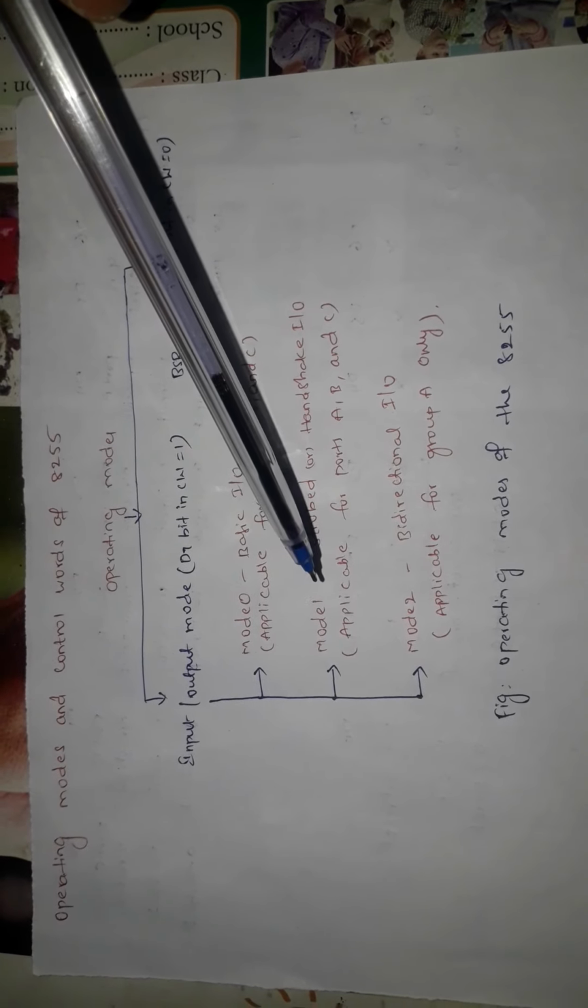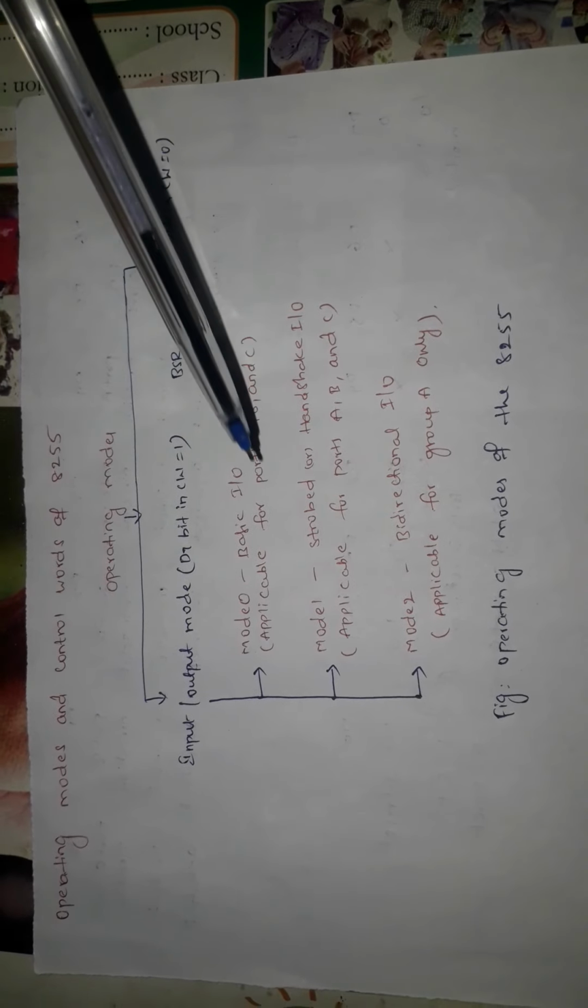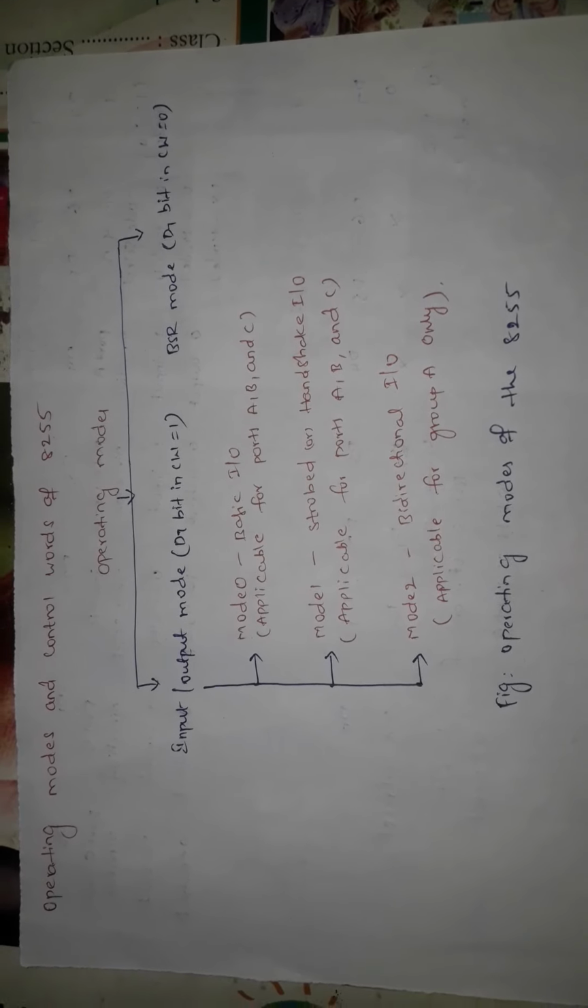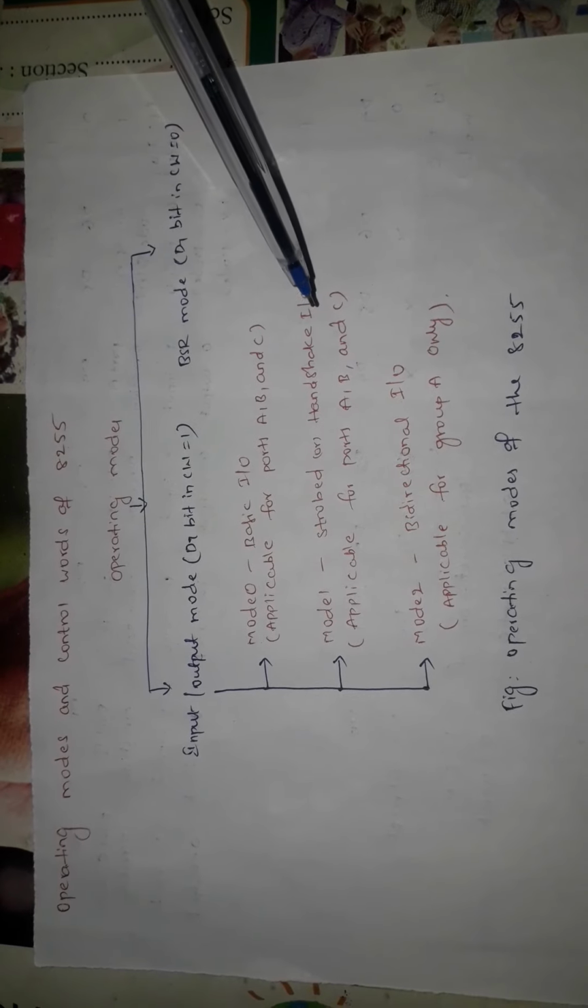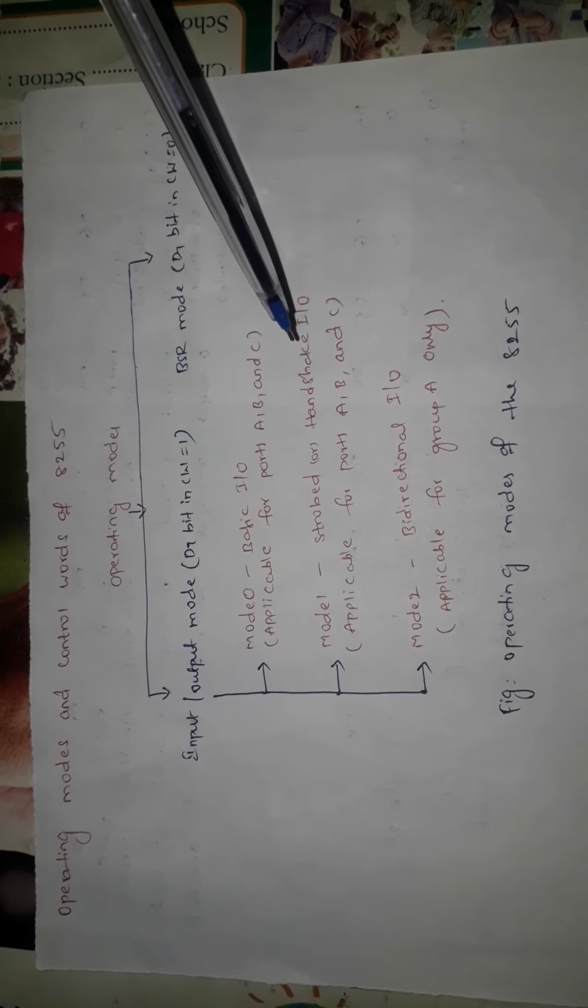Whereas in mode 1, the ports are used in handshake mode or strobed IO mode. In strobed or handshake IO mode, interrupts are accepted, so the ports work based on the control signals. It is applicable for all the ports, port A, port B and port C. Port A and port B are used for IO operations, and port C is used to generate the handshake signals in mode 1.